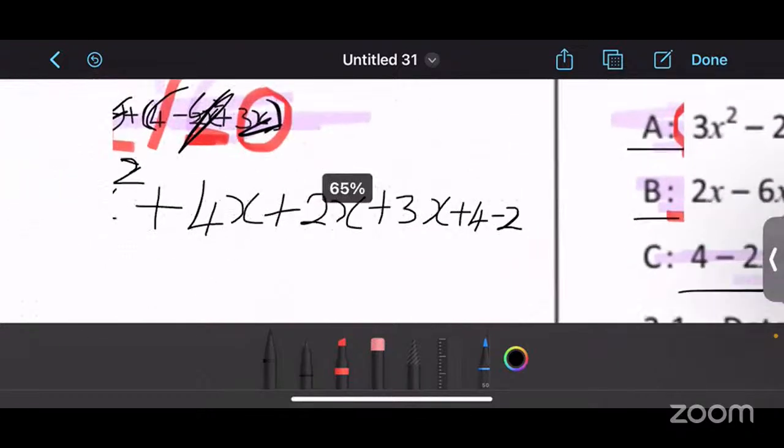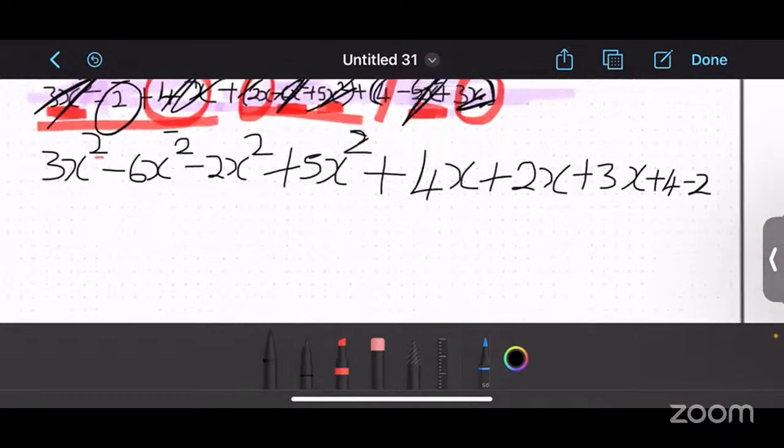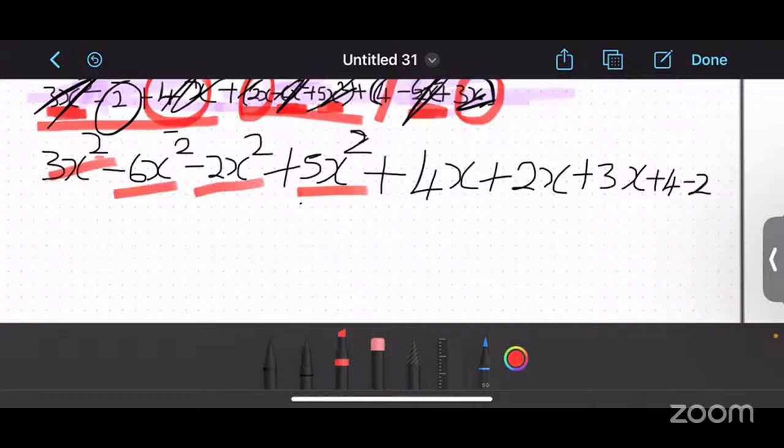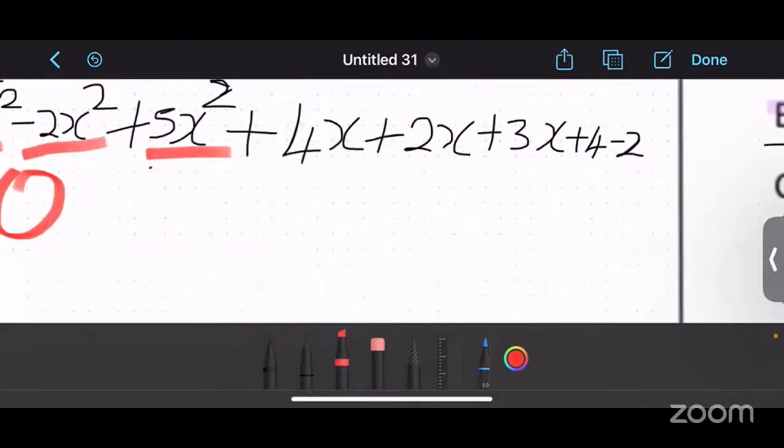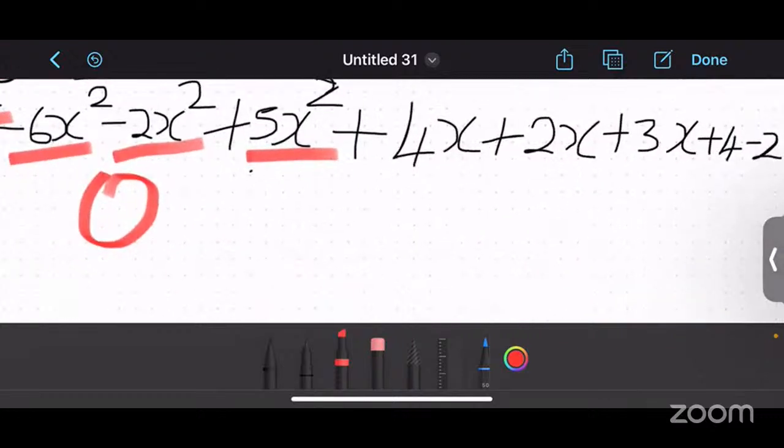Then now I'm going to 5. So 3 minus 6 minus 2 plus 5 is equal to 0. Because 3 plus 5 is equal to 8, and then minus 2 and minus 6 is equal to minus 8. So 8 minus 8 is equal to 0. So I'm just not going to write that.